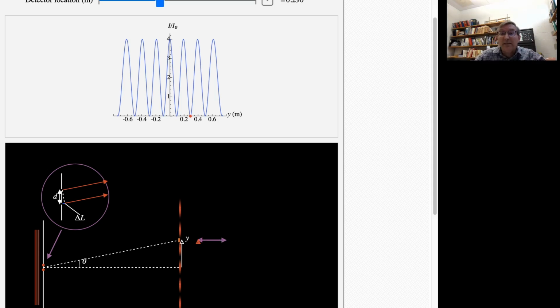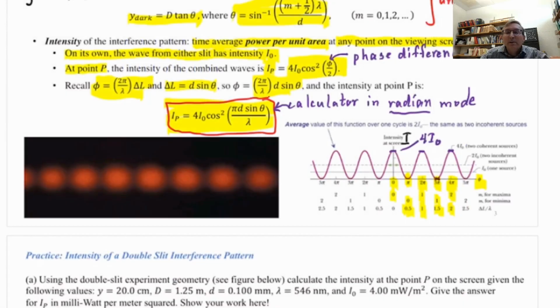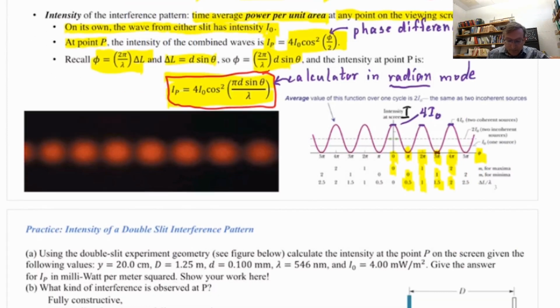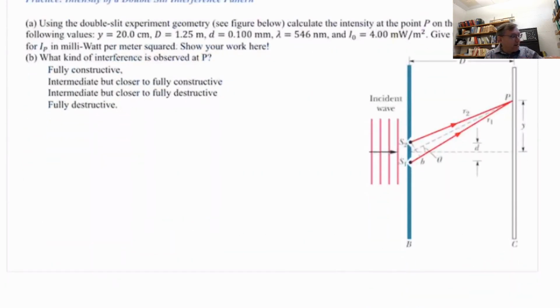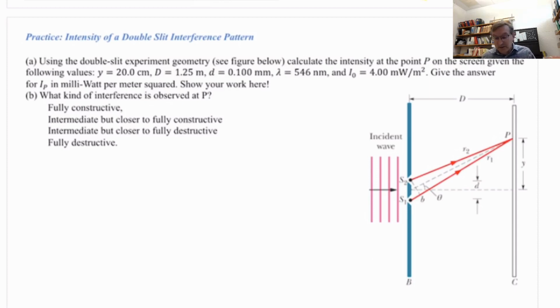study and understand. Okay? All right, so I'm going to end the video with just a little bit of practice. It's not actually for class engagement. We're going to do it together. I want us to do some practice calculating the intensity of a double slit interference pattern. Because that formula for the intensity takes a little bit of practice to get used to.